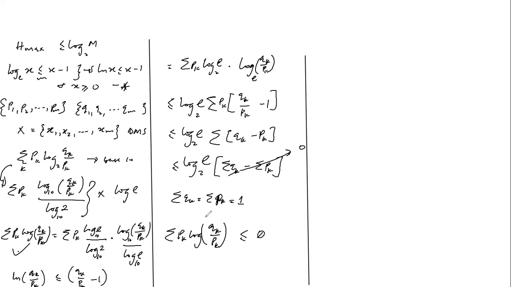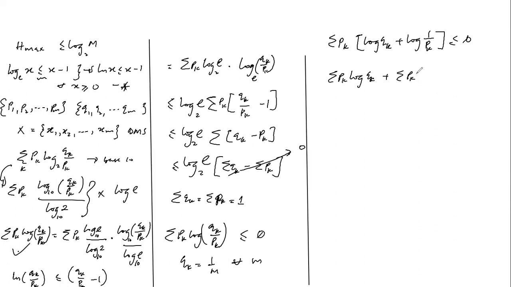So now we want to consider equally likely messages. Let's say Q_k is the same as 1 over M for all values of M, so that all the symbols are equally likely. If that is so, then we have sigma P_k times (log Q_k plus log 1 over P_k) is less or equal to 0. So sigma P_k log Q_k plus sigma P_k log 1 over P_k is less or equal to 0.